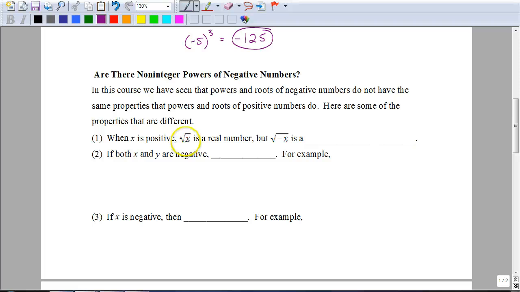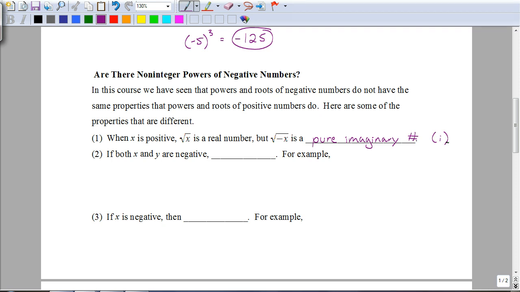When x is positive, so when I have the square root of a positive number, my answer is going to be a real number. But when I have a square root of a negative number, an even root of a negative number, my answer is going to be a pure imaginary number. And that's where we have to use the letter i.